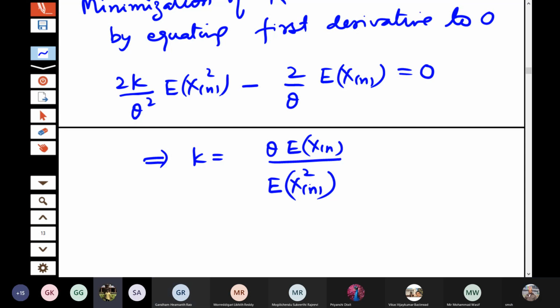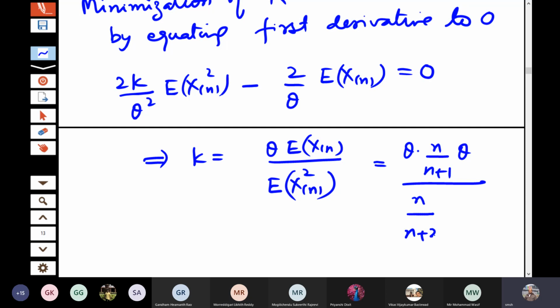Yes, sir. And can you tell me immediately, because I wrote the distribution of xn, what is expectation of xn and what is expectation of xn square? N theta by n plus 1 and n theta square by n plus 2. Okay, so n by n plus 1 theta. Now the second one: n by n plus 2 theta square. Okay. So you can simplify, this is equal to n plus 2 by n plus 1.